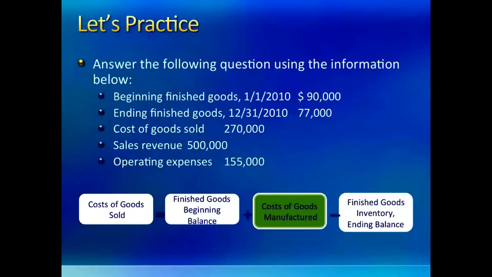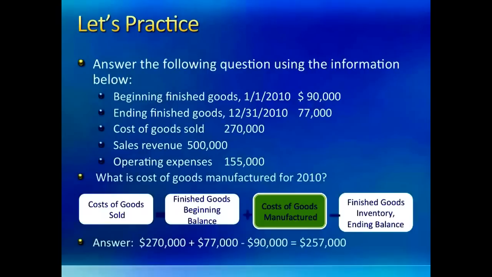So take 270,000 of cost of goods sold and add ending inventory to it and subtract the beginning inventory of 90,000, and the correct answer would be 257,000 of cost of goods manufactured.